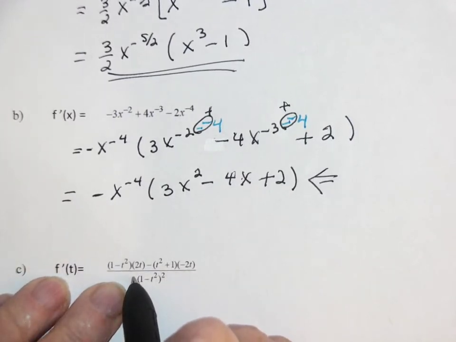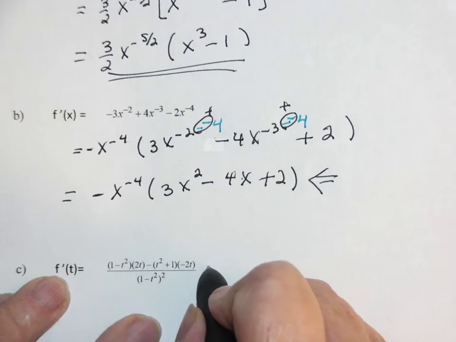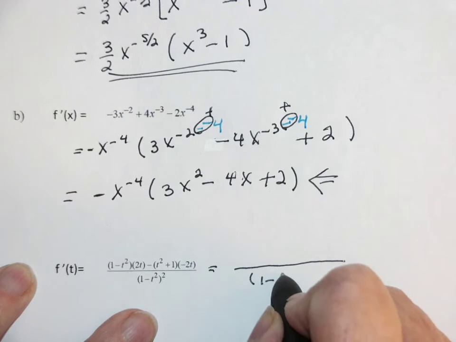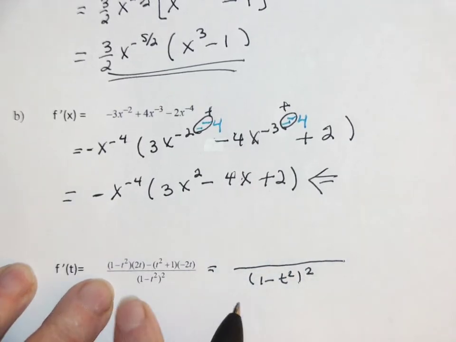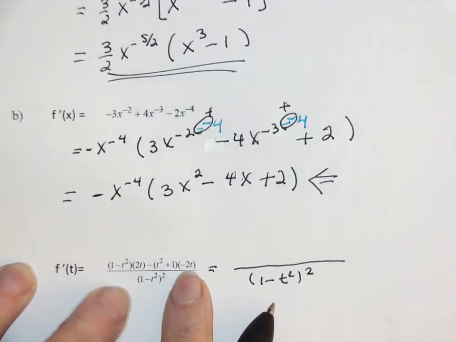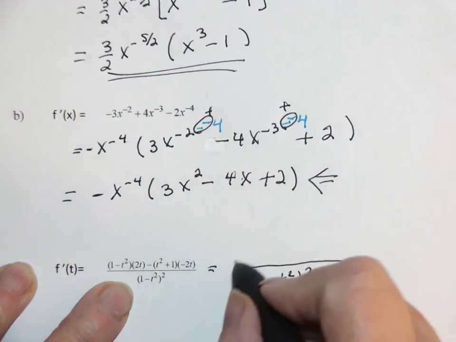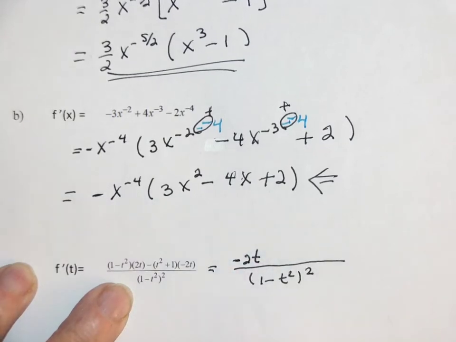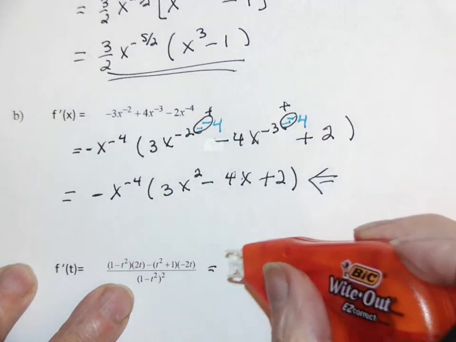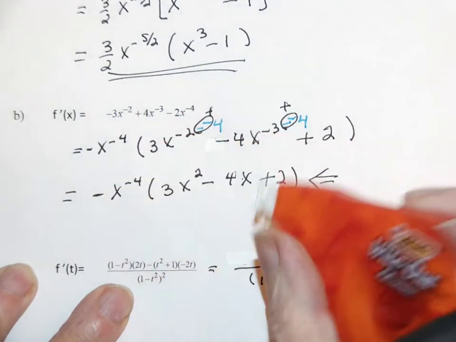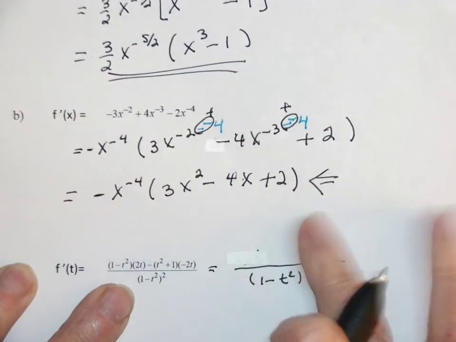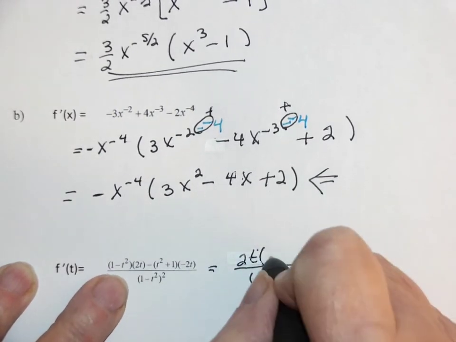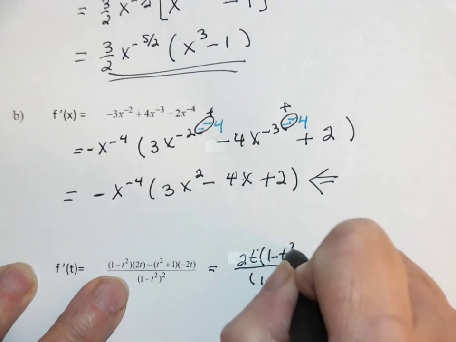And then this one, well, I have a 1 minus t squared squared. And I can factor out a negative 2t. I don't have to do a negative 2t. Let me rearrange this so it will look better. I have a 2t times 1 minus t squared.